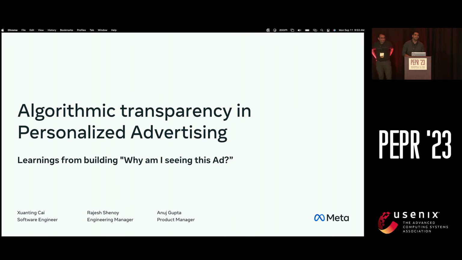Hi everyone, I'm Anuj. I'm one of the product managers working in the ads transparency area at Meta. Today we will be talking about what algorithmic transparency looks like in the land of personalized advertising, and what we have learned from launching the "Why am I seeing this ad?" product on Facebook.